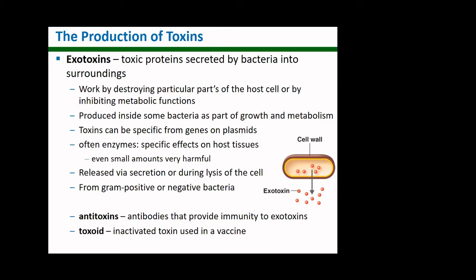We can make antitoxins, either in our bodies or in a lab, which are essentially antibodies that bind to toxins to prevent them from acting on other places in the body. If you're making an inactivated form of the toxin and you're using that to prime the immune system against a potential pathogen, that's called a toxoid, and that would be used in something like a vaccine.